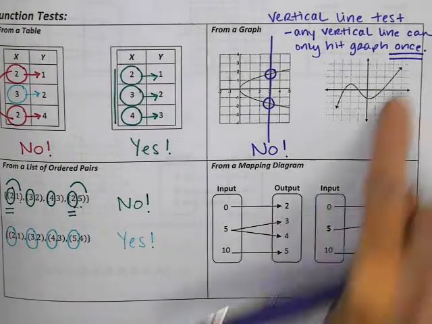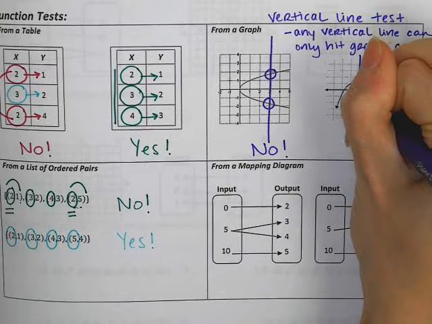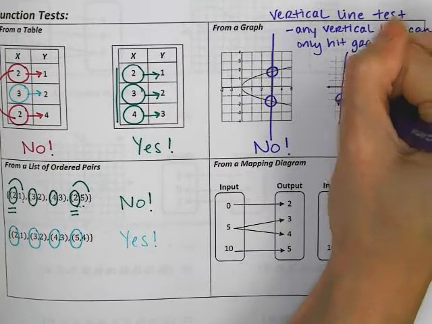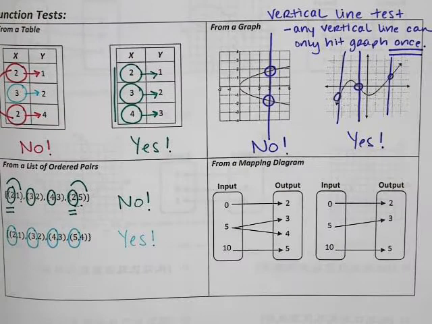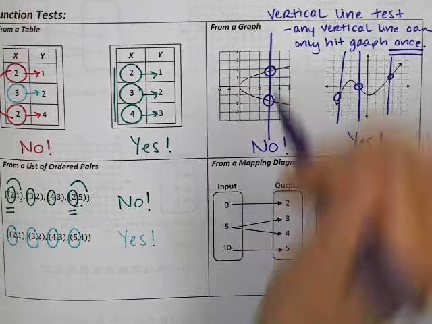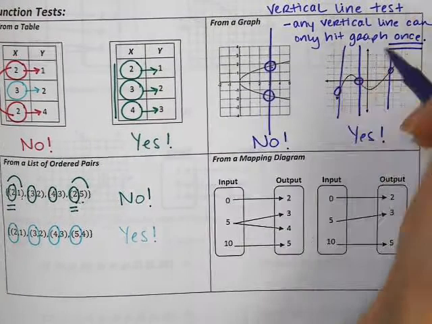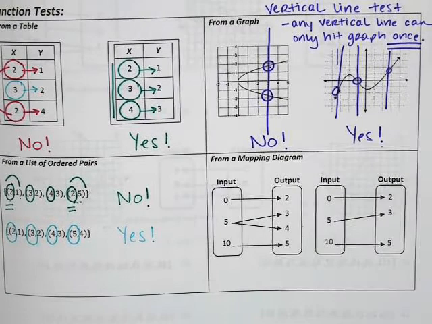Now in this one, anywhere you draw the line, you only hit the graph once. And that would be anywhere. Anywhere you draw it, it only hits once, and that means it's yes. It is a function. Do you guys see that? So if you draw one vertical line and you hit more than once, it's no. If you draw a vertical line and it only hits once, it's yes.